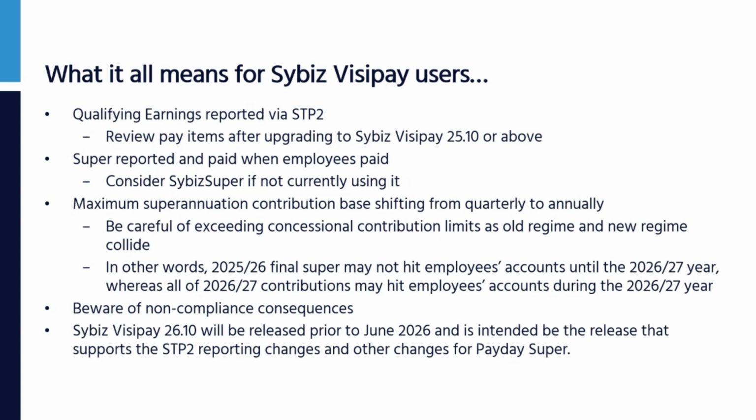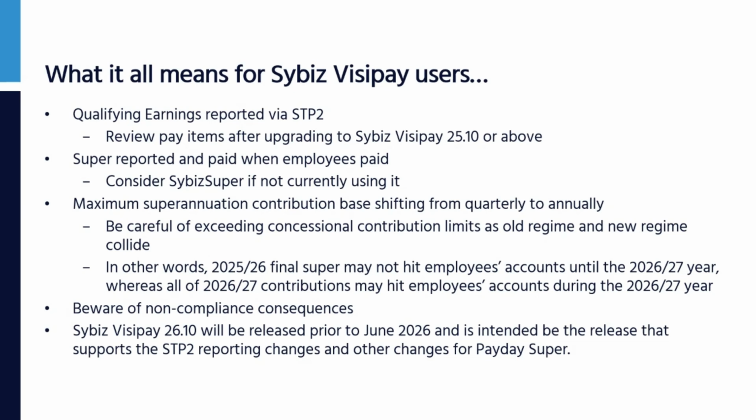Whereas pretty much all of your contributions for the 26-27 year will actually hit the employees' accounts in that year as well. So when you're looking at things like concessional contribution caps and salary sacrifice arrangements and all those kinds of things, you will need to just be mindful of that. And with that as well, you may want to start factoring that into your timing of your final contributions for the current financial year. You may want to actually squeeze them in prior to the 30th of June if that's possible, depending on when your pay runs are and the cut-off dates for final contributions.